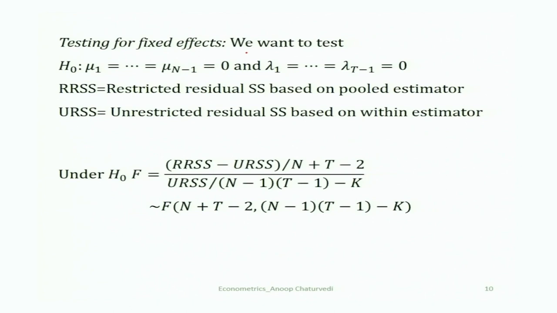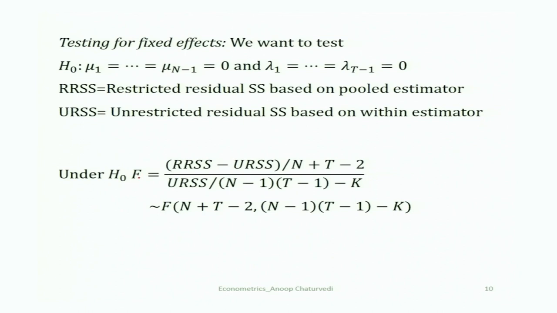Testing for fixed effects. Suppose you want to test the hypothesis H naught: mu 1 equal to mu 2 and so on to mu n minus 1 equal to 0, and lambda 1 equal to lambda 2 and so on to lambda t minus 1 equal to 0. Then again just like the one way error component case, we obtain the restricted residual sum of squares based on the pooled estimator. Here we assume that mu i's and lambda t's are equal to 0, and then we obtain the pooled estimator and then the restricted residual sum of squares based on this pooled estimation. And then we also obtain the unrestricted residual sum of squares based on the within estimator.